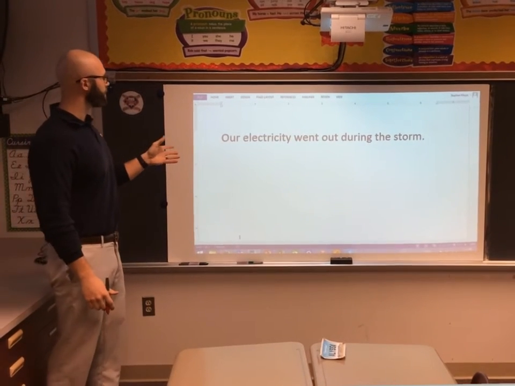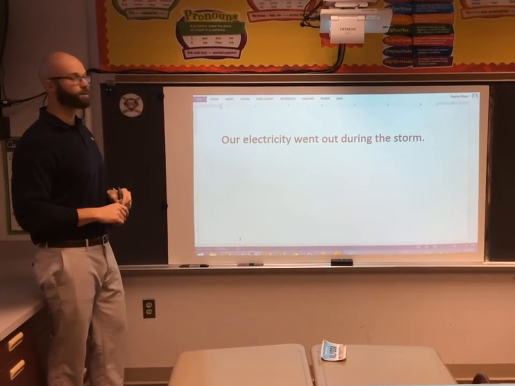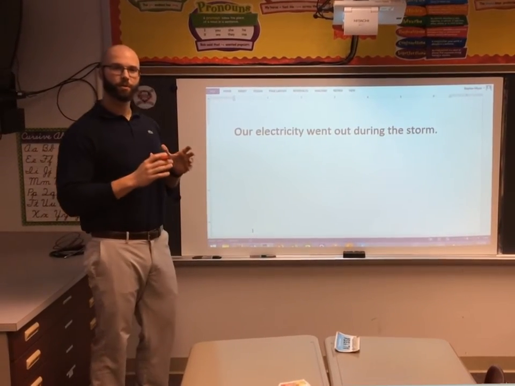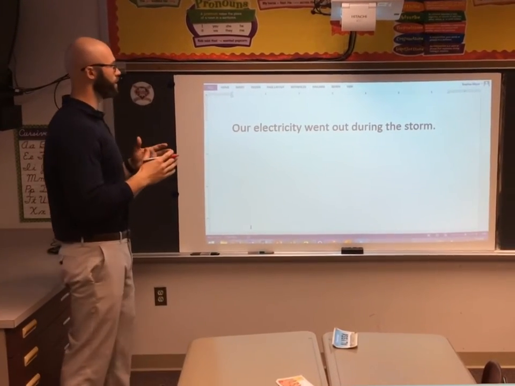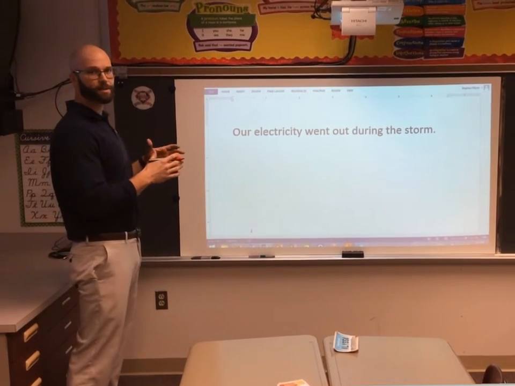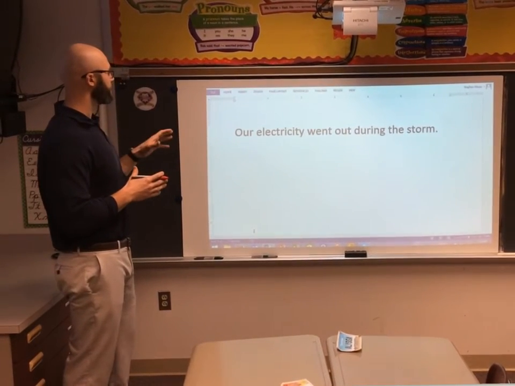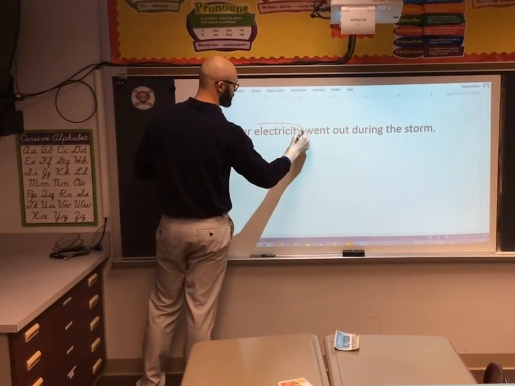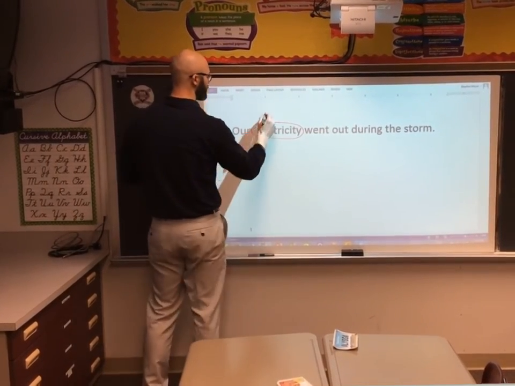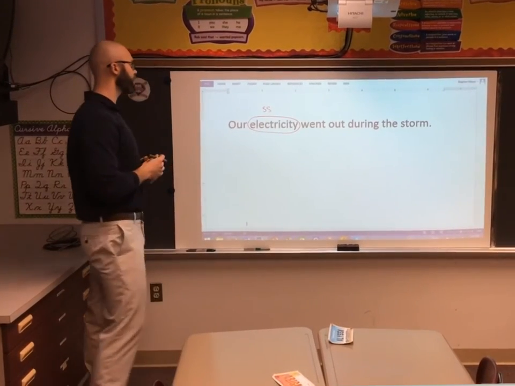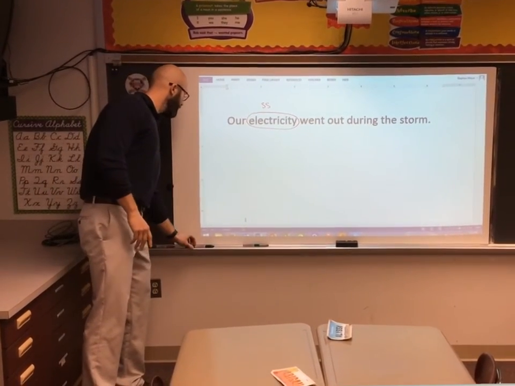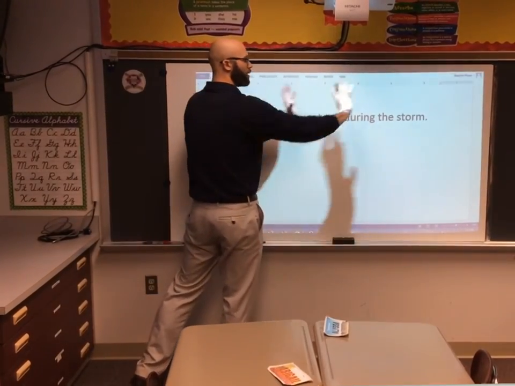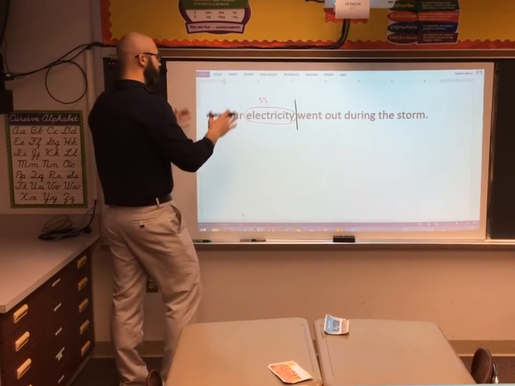Okay, so here we have a sentence that says our electricity went out during the storm. So what I want to do is find the simple subject first, and then we'll work from there. When I look at this, I'm looking for a noun or a pronoun that the sentence is about. I think the sentence is mostly about the electricity. So I'm just going to circle electricity, and this is our simple subject. Next, just to make this even easier for myself, I'm going to draw a line here to split up and know that I'm going to work on that end of the sentence later. So I'm just focusing on this side.